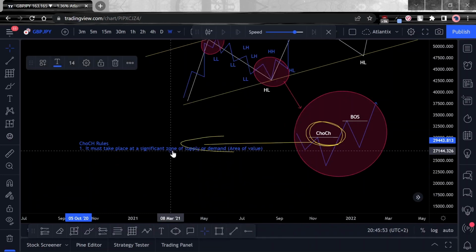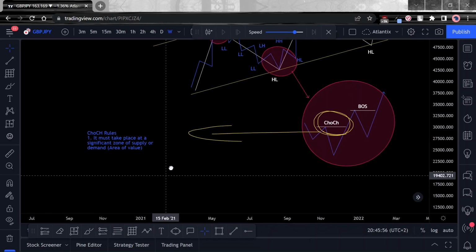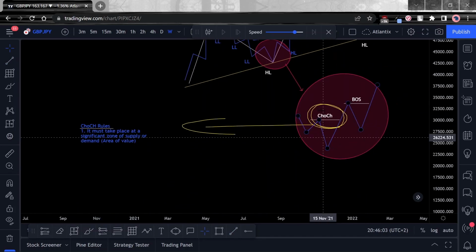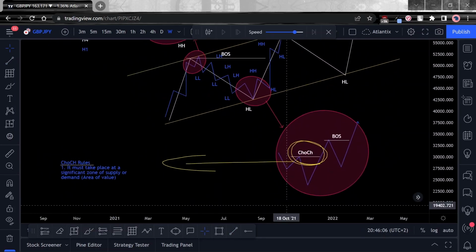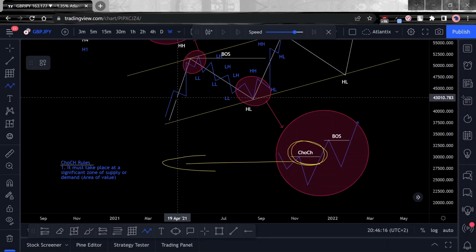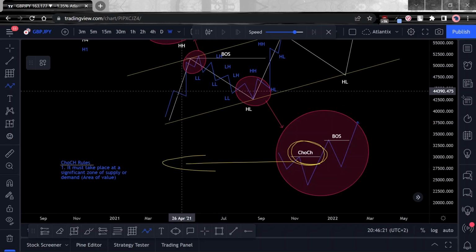So what do we mean by this? What we simply mean is that we can't say every time we see a change of character, we automatically assume the trend is changing. Because remember, let me just give you an example of a 15-minute chart in this correction over here. Yeah, let's use a 15-minute chart.